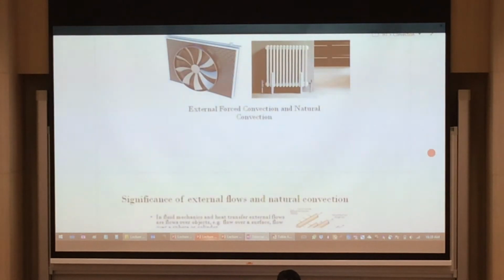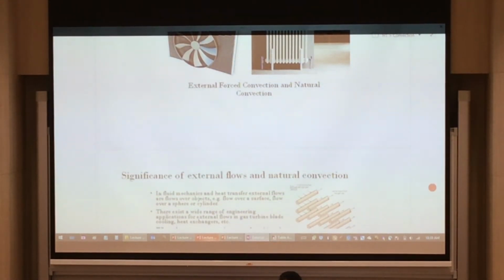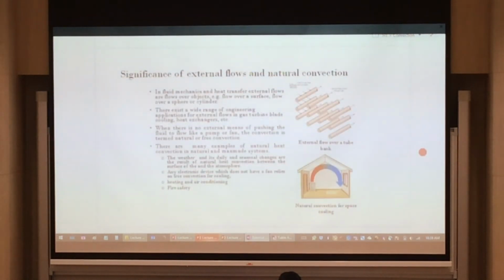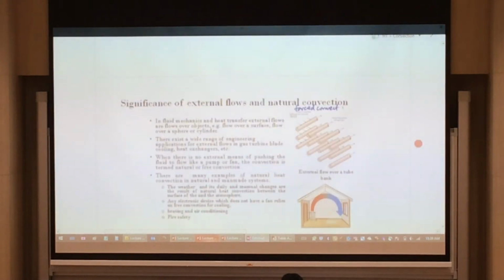So let's dive into the next section, which is talking about natural convection. For natural convection, there are two figures over here. This figure at the top here is for forced convection. And this figure over here is showing where you have natural convection. Actually, that's a good figure.